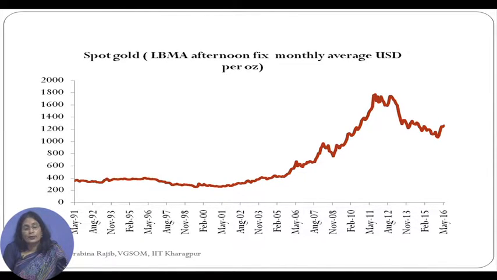If you can see, the gold price hovered around 200 to below $400 for a considerable period of time, from April 1991 to almost August 2002, and slowly it started picking up, and it reached around $1,744 sometime around September 2012. After that the gold has calmed down, and it is hovering around $1,200 a couple of days back.